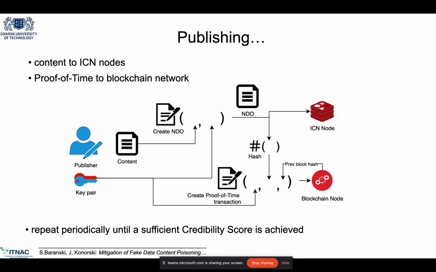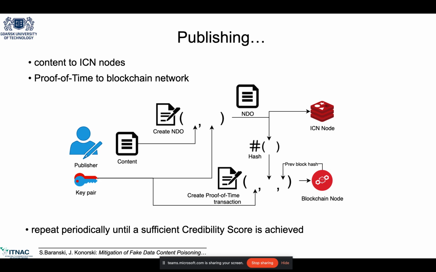Publishing and authenticating content consists of the following steps. First, the publisher creates a named data object, NDO, which is an NDN primitive. Such an NDO can then be published to the ICN node. Next, in order to authenticate the NDO, the publisher creates a series of proof of time transactions. For each, he or she computes the hash of the NDO, his or her public key, and the previous block hash. Finally, he or she signs the whole transaction using his or her private key. Such a transaction is then published to the blockchain network.